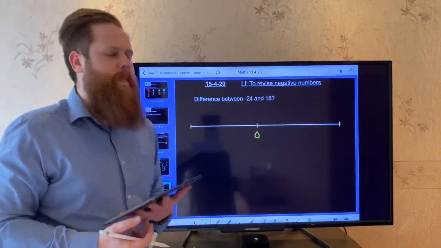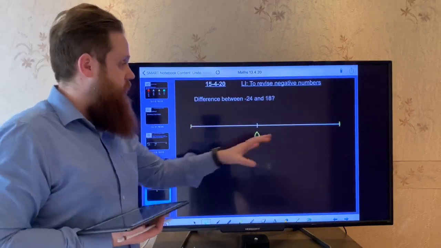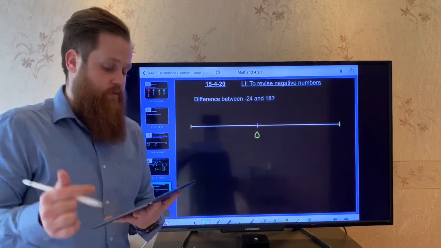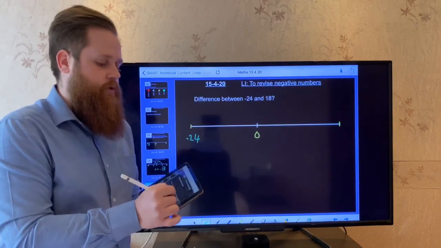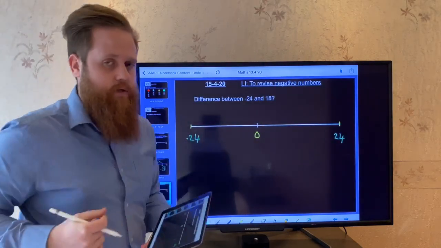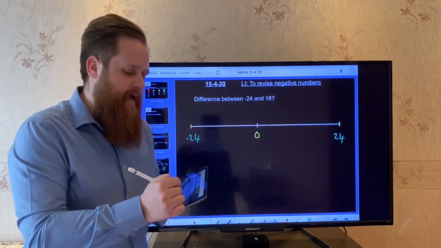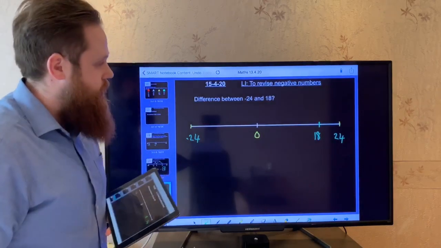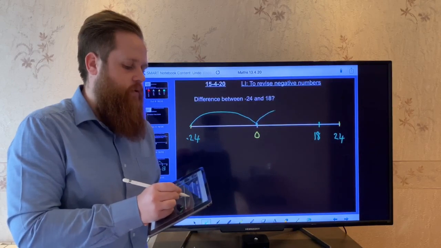What is the difference between minus 24 and 18? Now here's my number line. I could put any number here and any number here. It doesn't really matter. Okay, so for ease, I'm going to put minus 24 there. And on this side, I'm going to put 24 because 0's in the middle. Okay, so minus 24 and 18, what is the difference? Well, 18 would approximately be there on the number line. So I've got to work out from here to 0 and then 0 to 18.